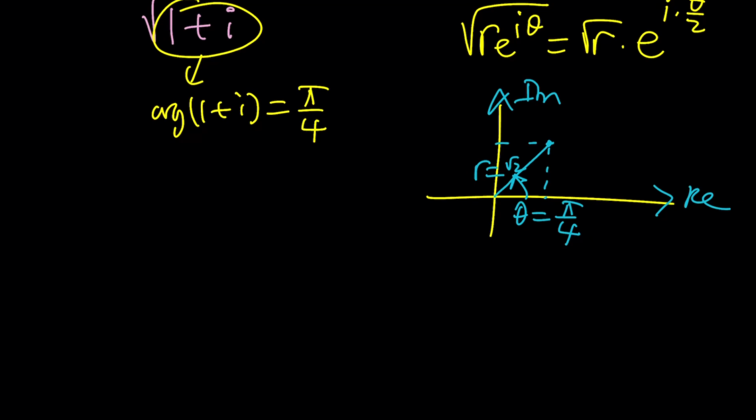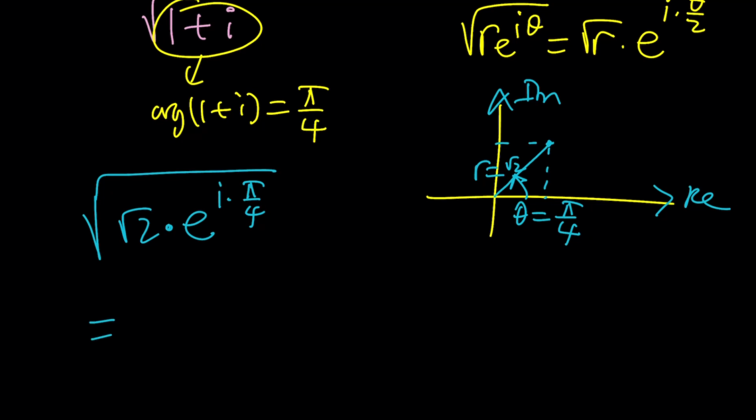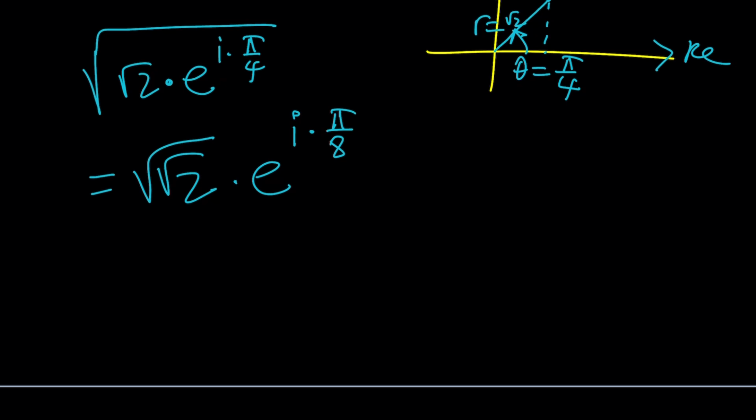So I can write this as root 2 times e to the power i times pi over 4. Great. And then by taking the square root, I'm basically getting the square root of the square root of 2 times e to the power i times pi over 8. So this is going to give me, hopefully, tangent pi over 8, right? Okay, great.